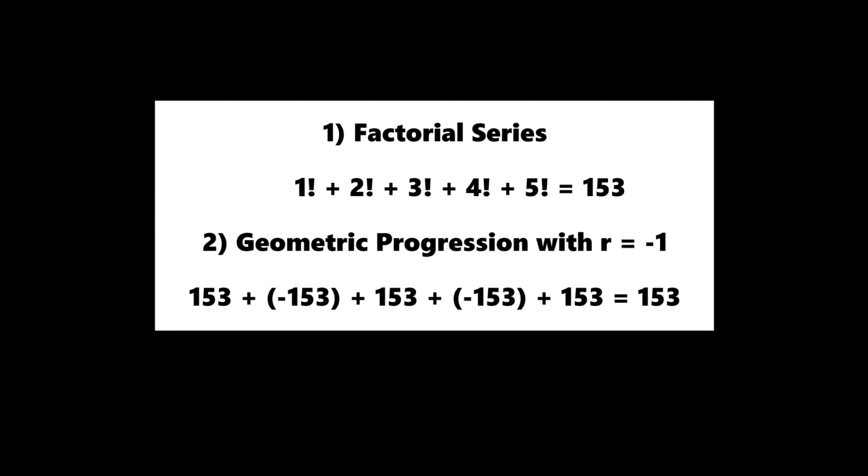The first is the factorial series, that is 1 factorial plus 2 factorial plus 3 factorial plus 4 factorial plus 5 factorial, which adds up to 153. And then there is another series, that is a GP with r equals minus 1: 153, minus 153, 153, minus 153, 153. This also adds up to 153.